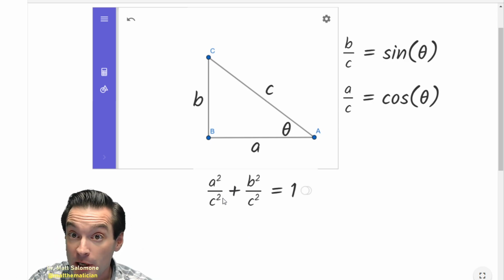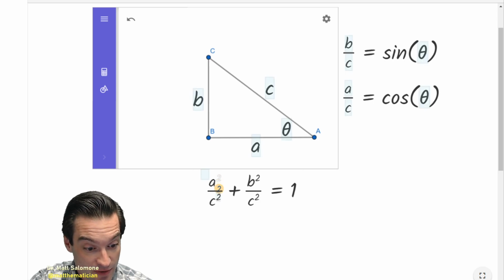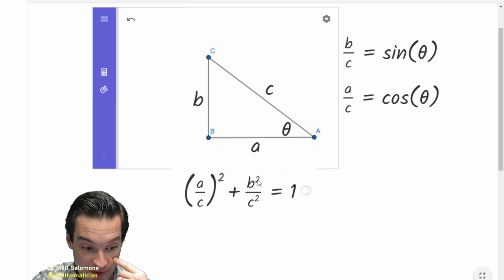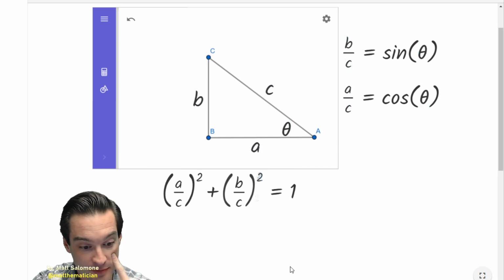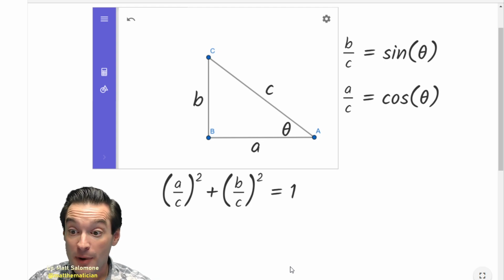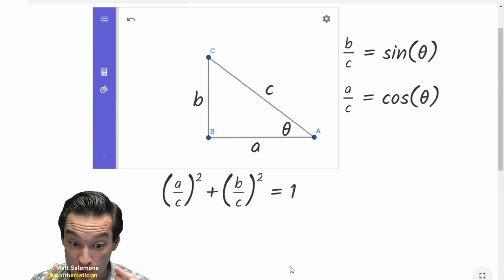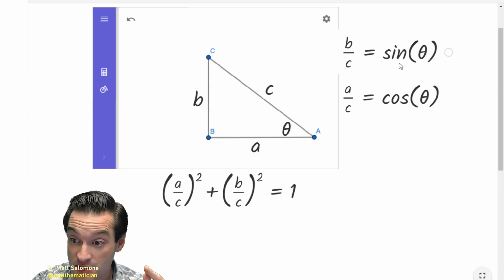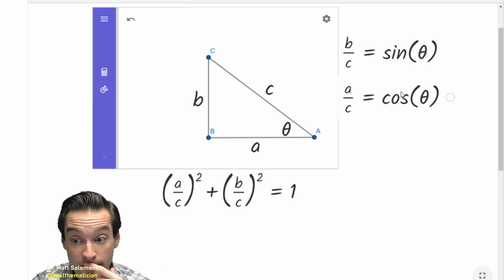Well, since both numerator and denominator are squared, we can factor those squares out, can't we? Using familiar, friendly properties of exponents. Just factor that square out. And once I've done that, now I have revealed a ratio a over c and a ratio b over c inside of this equation. And that's really good news because those are exactly the ratios that I care about. Those are the ratios that we call sine of theta and cosine of theta.